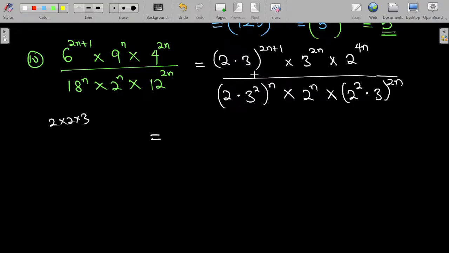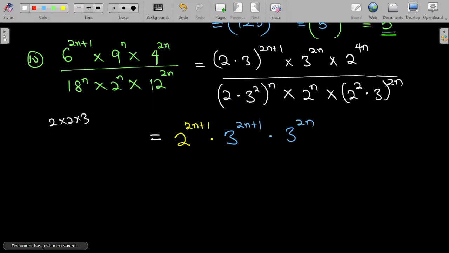We can open all the brackets. If I open the first bracket, I'm going to have 2. Remember, the power would distribute on both of them. So you have 2 to the power of 2n plus 1, multiplied by 3 to the power of 2n plus 1 also. Then multiplied again, you bring down these 2, which is 3 to the power of 2n, and then 2 to the power of 4n. Okay, this is all over.